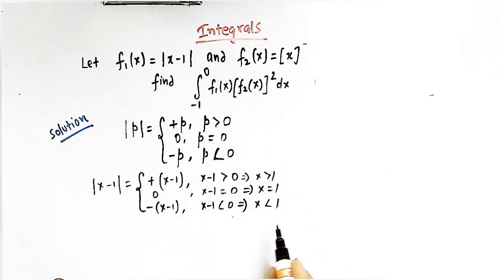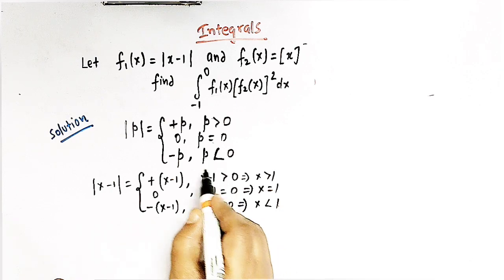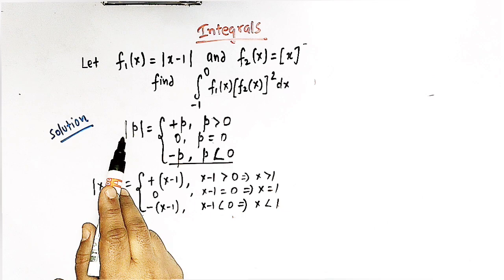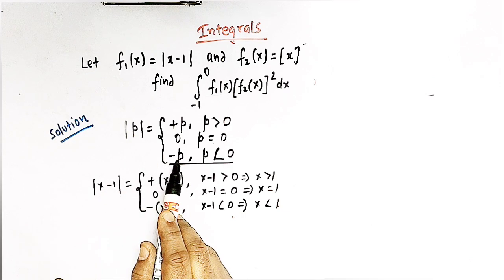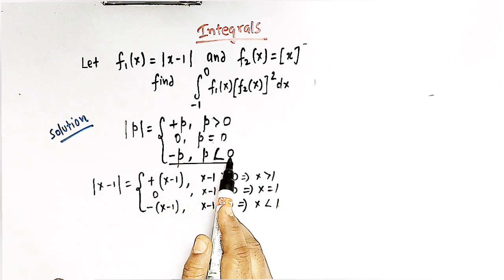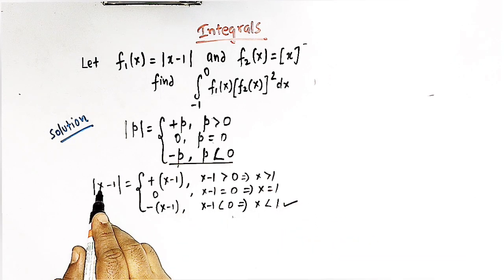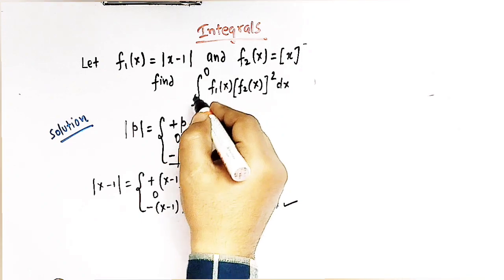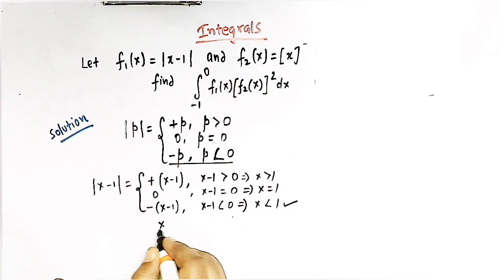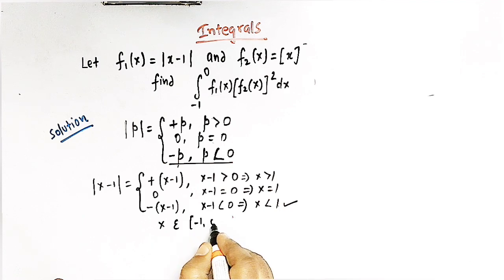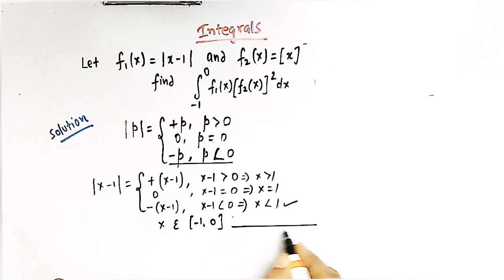So in this problem the important thing is to make use of this part of the definition, right? That is mod of p is equal to negative p when p is less than 0. So here we'll make use of this part of the definition, right? So here x varies from minus 1 to 0, right? So we have x belonging to the interval that is minus 1 to 0. So here we have 0 and here we have minus 1.